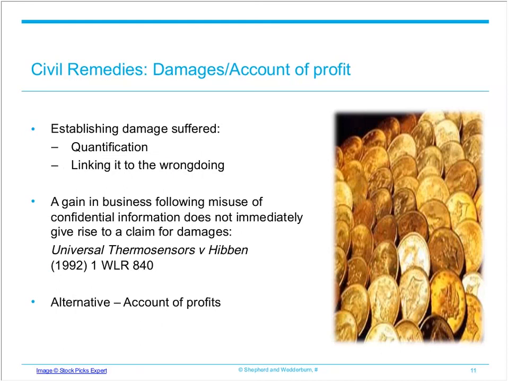Once that's been done, the next step is to try to determine whether that loss is actually recoverable from the party in breach. In the case of Universal Thermal Sensors and Hibben, the court noted that there's no irrefutable presumption that business gained by a party following their misuse of confidential information derived from that wrongdoing. There can be many other reasons why a loss has been suffered, and this recognises a common defence that's used by the former employee, namely that the business would have been lost anyway, or the customer that I had would have followed me because of the good relationship I had with them. Disproving that defence can be very challenging.